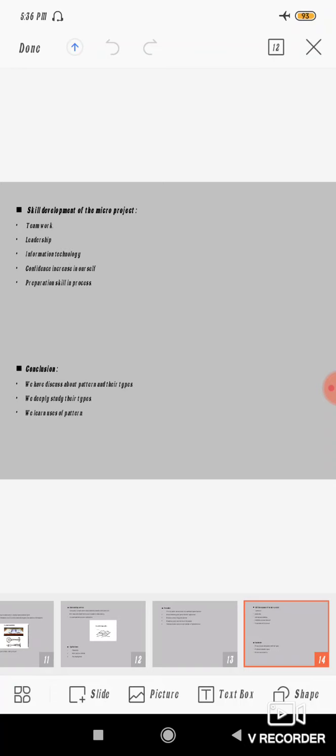Conclusion: we have discussed about patterns and their types. We deeply studied their types. We learned uses of pattern.